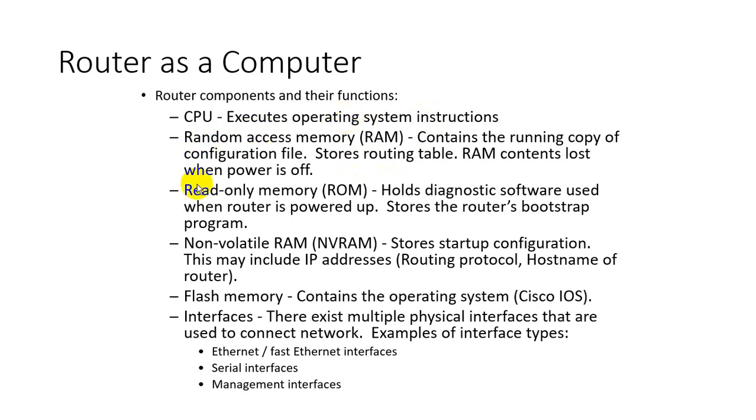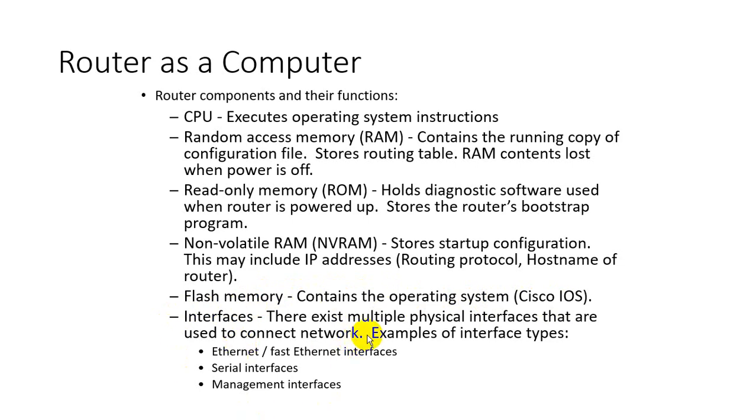The other one is the ROM, which we call read-only memory. It holds diagnostic software used when a router is powered up and stores the router's bootstrap program. NVRAM, which we call non-volatile RAM, stores the startup configuration. This may include IP addresses, routing protocols, and the host name of the router. Flash memory contains the operating system, Cisco IOS. Cisco IOS is mainly saved in flash memory.